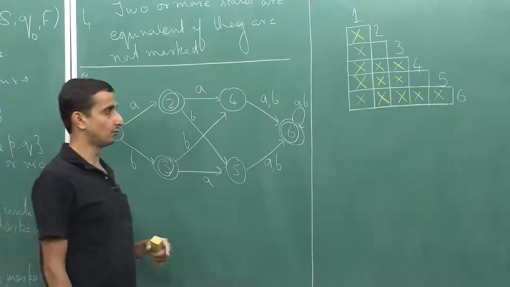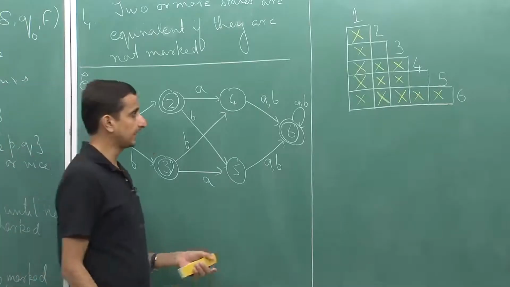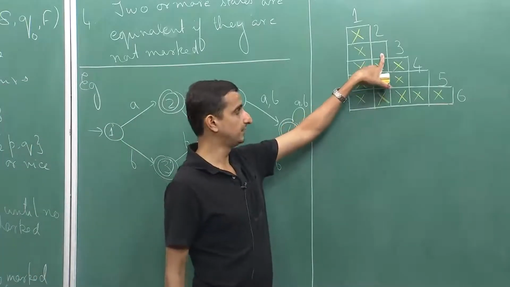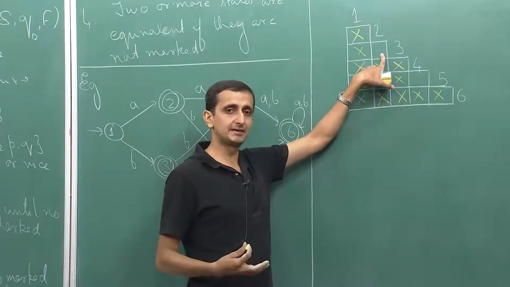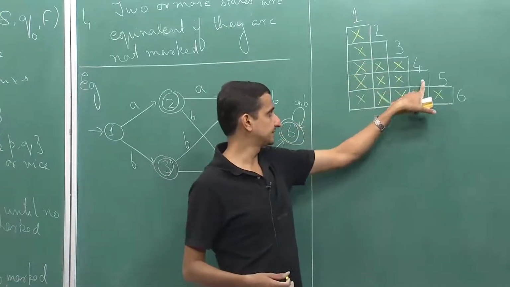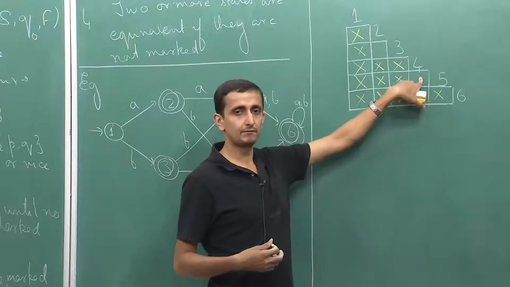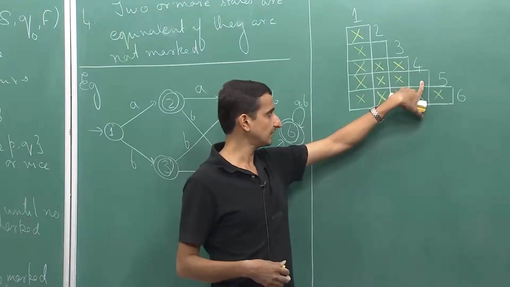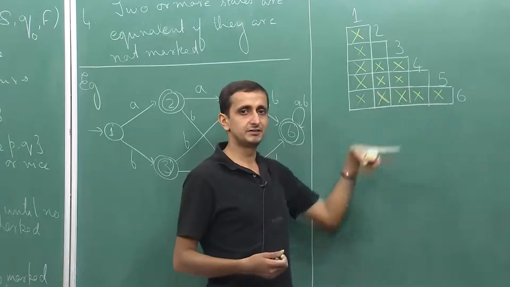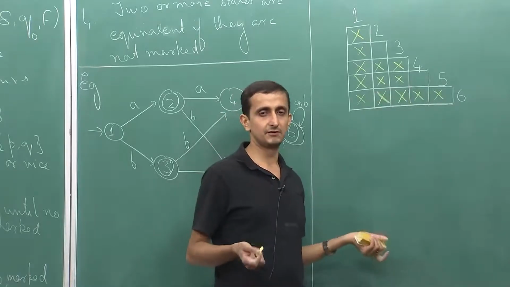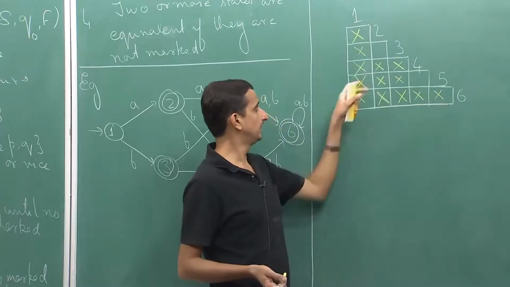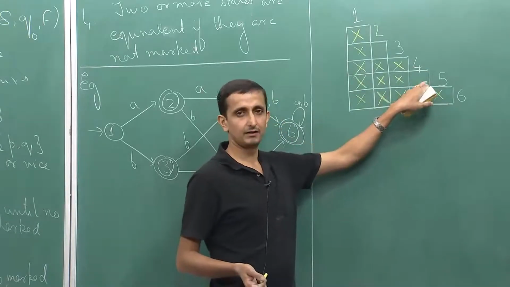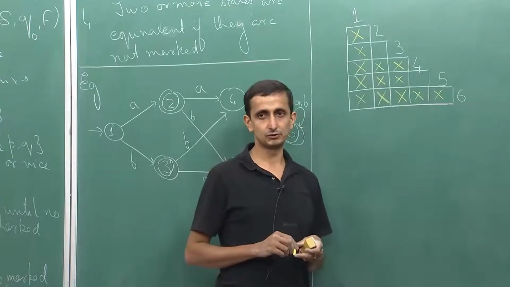So, I mark 1 comma 5, and again you can check that from 2 comma 3, both on A and B, I will go to pairs which are not marked, and the same thing for 4 comma 5. From 4 comma 5 I will go to pairs which are not marked. So, this will not get marked. Okay. So, again if I repeat the iteration, these two will remain unmarked, and therefore, the algorithm terminates over here.